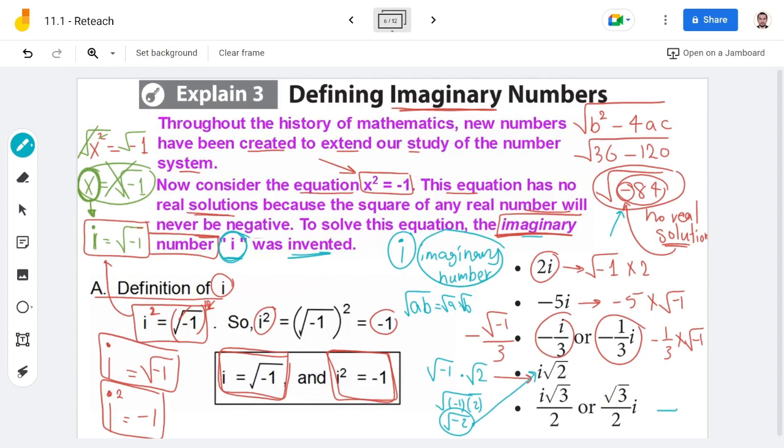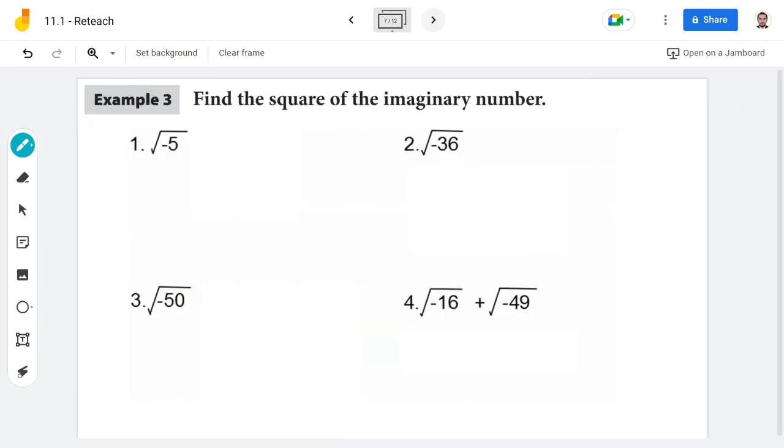We do the same thing here, and let's take some examples now. Look at this one. Find the square root of the imaginary number. Now let's keep this in your mind: i is equal to the square root of negative 1, and i squared is equal to negative 1. Now let's start simplifying this.